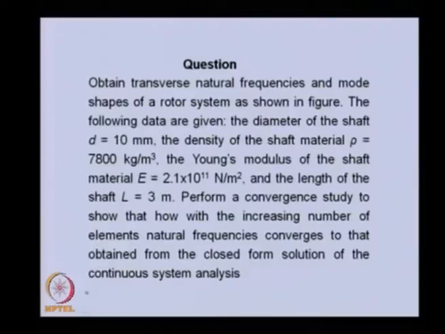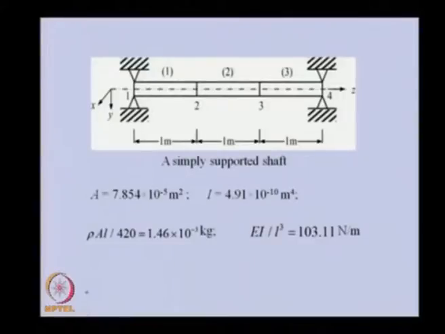So, we will take up one example. In this particular example, we have one beam, or a rotor, or a shaft, and we are considering the shaft properties, both mass and stiffness, distributed over the length of the shaft. That means the shaft has enough inertia property, and we are considering simply supported end conditions.